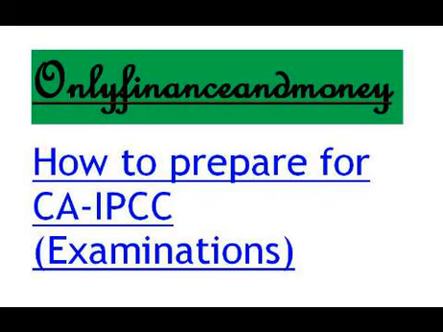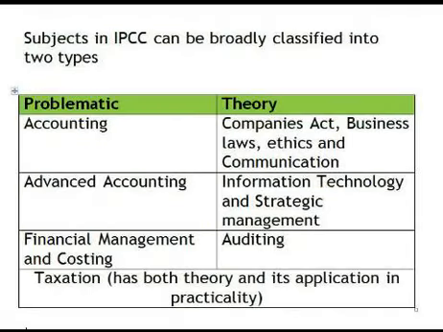And then in IPCC, subjects can be broadly classified into two types. One is problematic, the other one is theory. The problematic subjects consist of accounting, advanced accounting, financial management and costing. Theory subjects consist of Companies Act, business law, ethics and communication, information technology and strategic management, auditing. While taxation has both theory and application of its theory, and it also has some things relating to problematic.